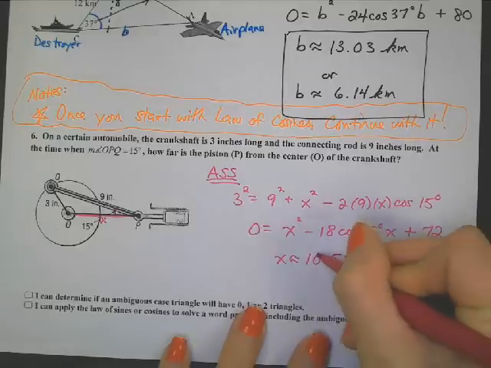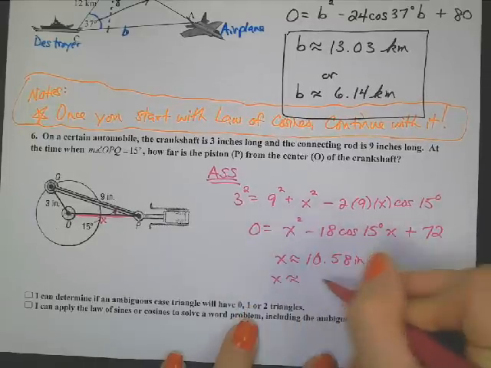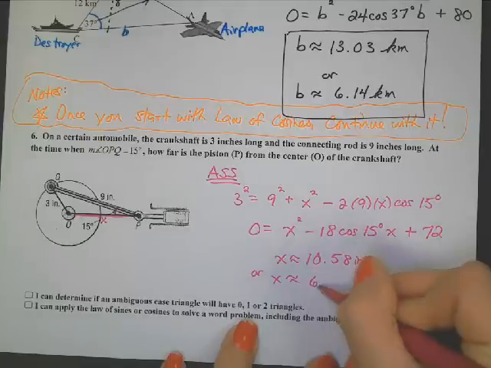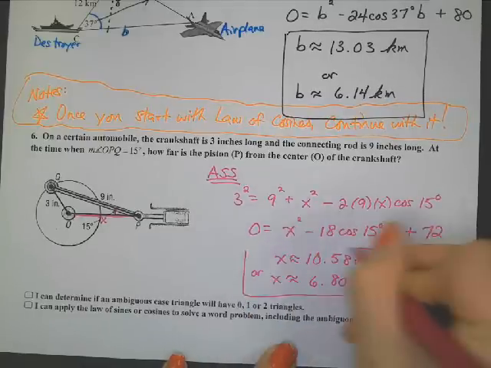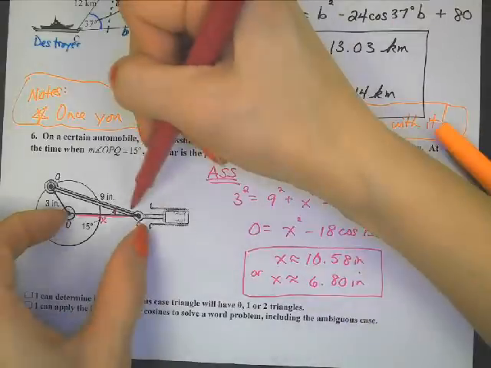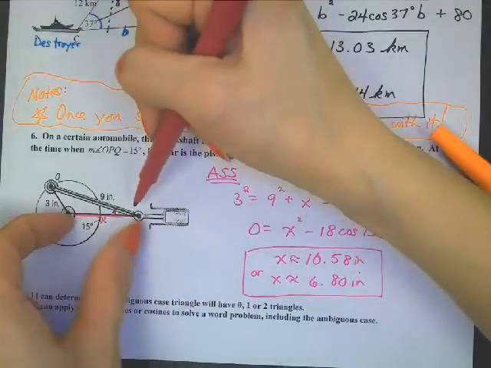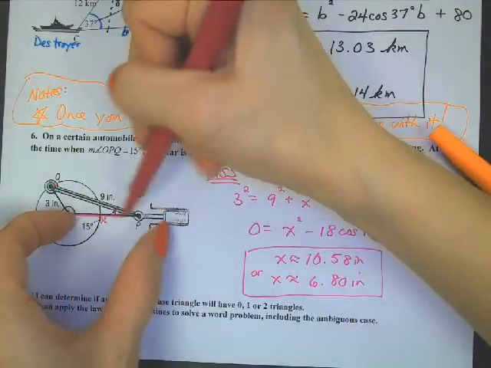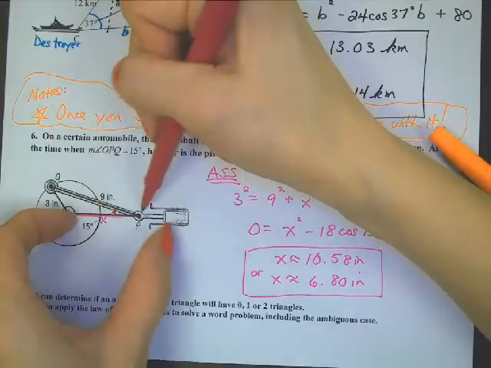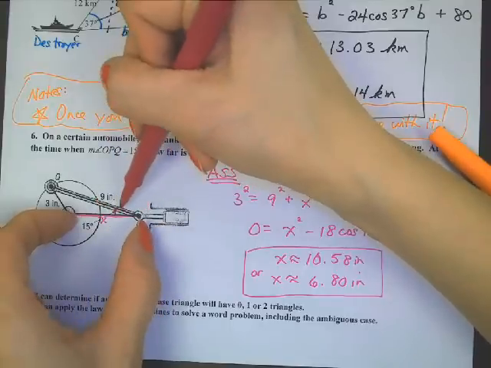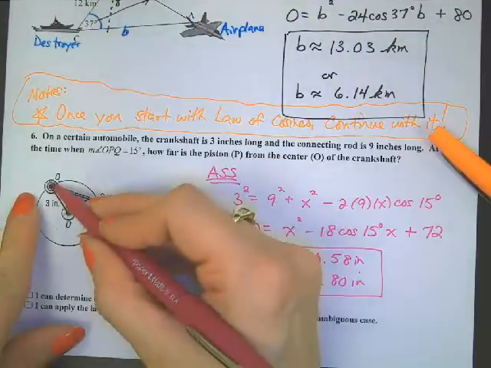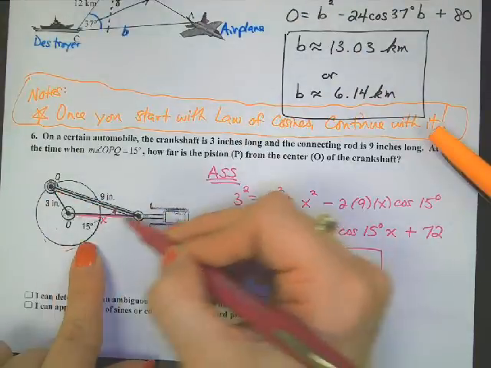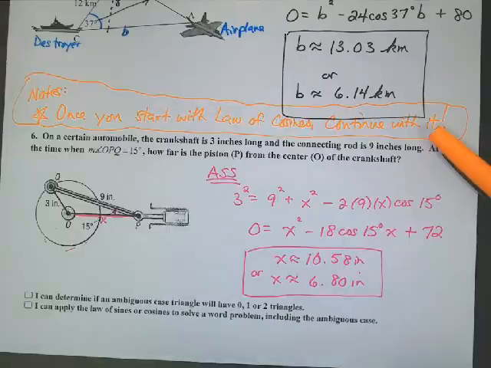x is approximately 10.58 inches, or x is approximately 6.80 inches. And this one makes sense to me a lot because as this piston goes in and out, this distance is going to be changing. So at one point it's 15 degrees, and then at another point it's going to be 15 degrees when this Q circles around. You'll get another angle, but the distance won't be as long. Good job.